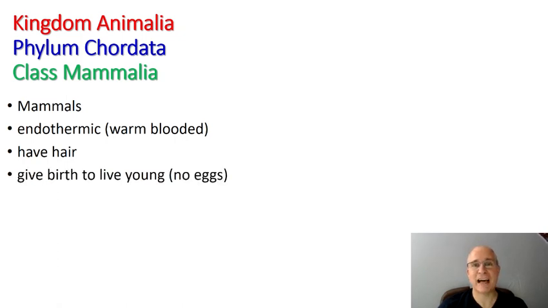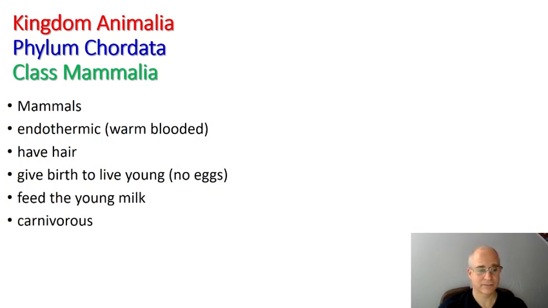Mammals give birth to live young, so we do not have eggs. There are two species of mammals that do lay eggs, the echidna and the duck-billed platypus, which are very, very simple mammals. We call them monotremes. But most mammals are going to be giving birth to live young. They do feed their young milk.